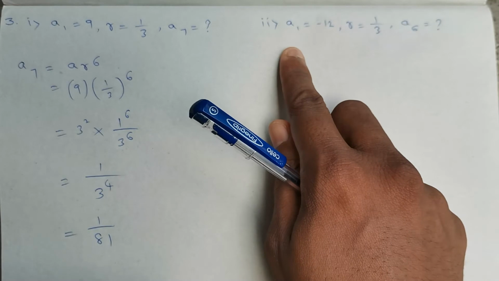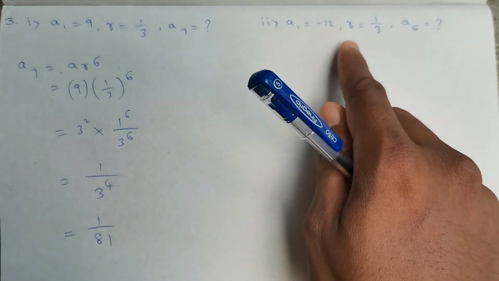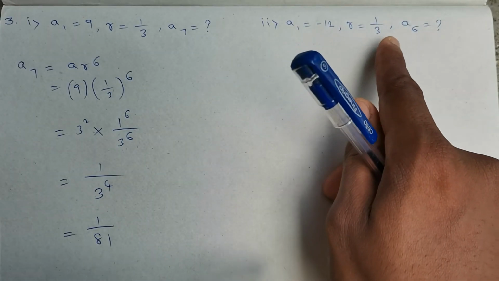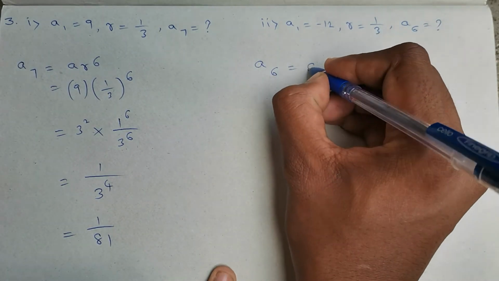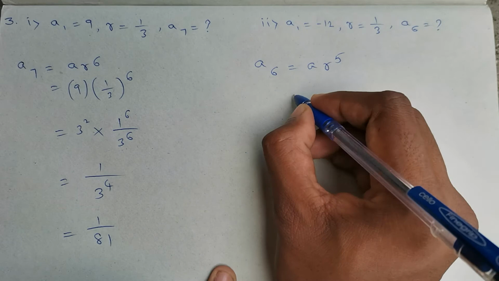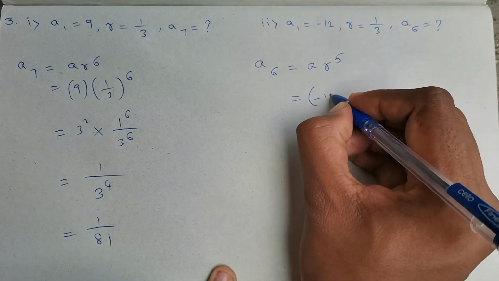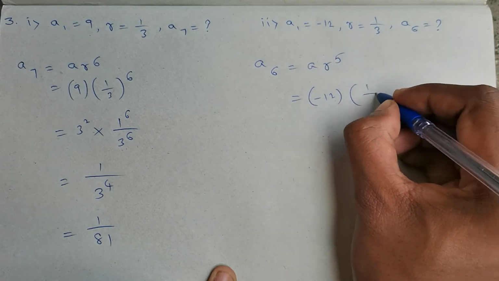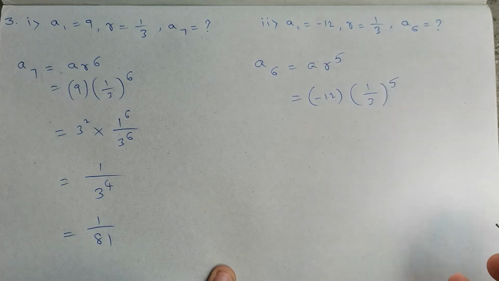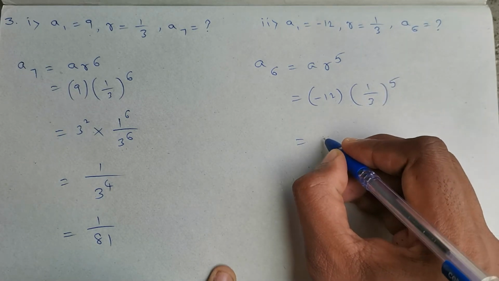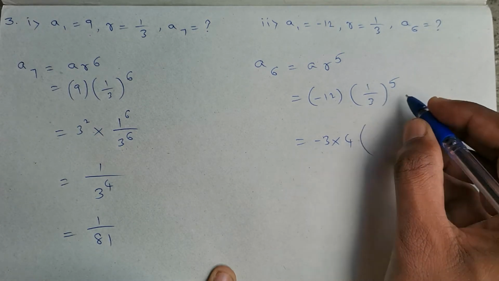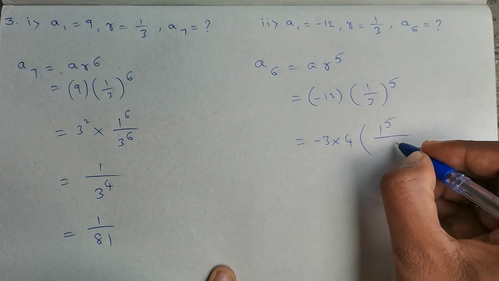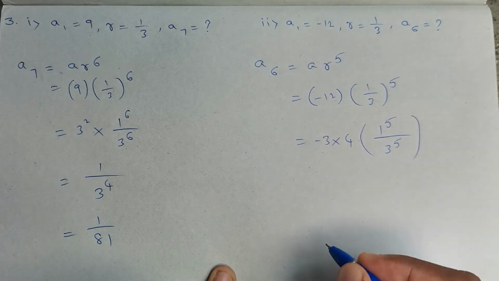Next, A1 is equal to minus 12 and R is equal to 1 by 3. Then he is asking to find A6, the 6th term. So A6 is equal to A into R power 5. The A value is given as minus 12, into the R value given as 1 by 3 whole power 5. Here minus 12 can be written as minus 3 into 4. Here 1 by 3 whole power 5 can be written as 1 power 5 divided by 3 power 5.